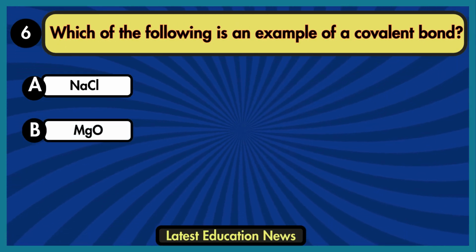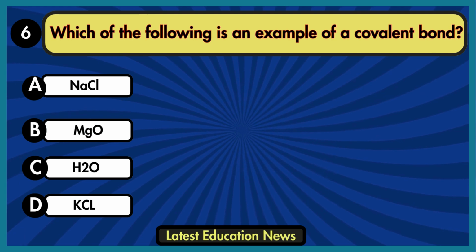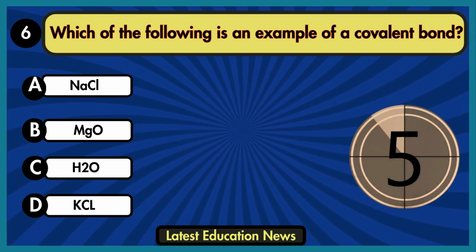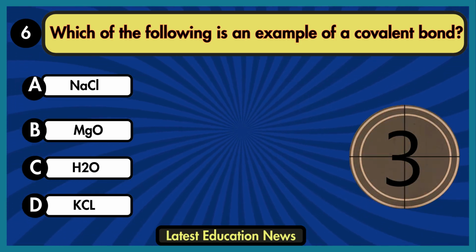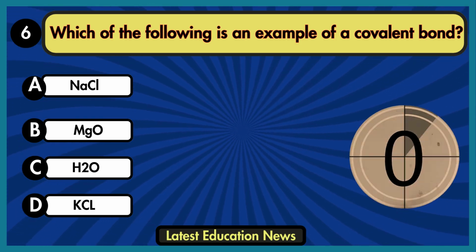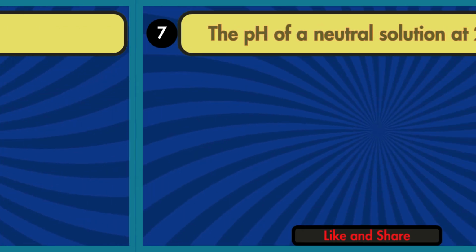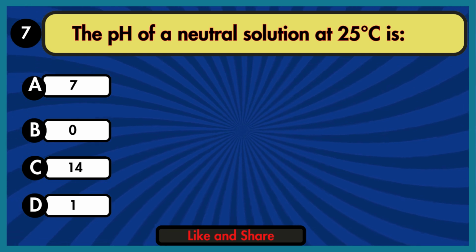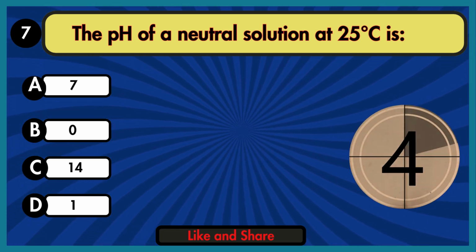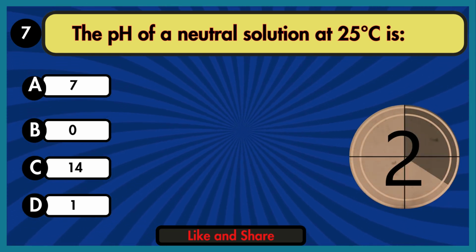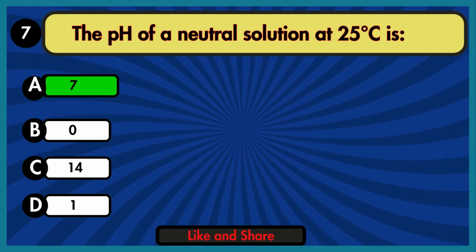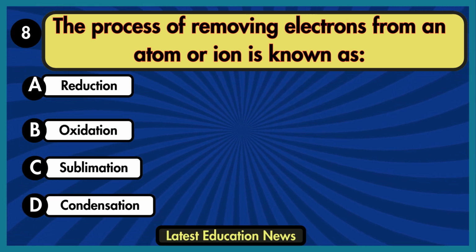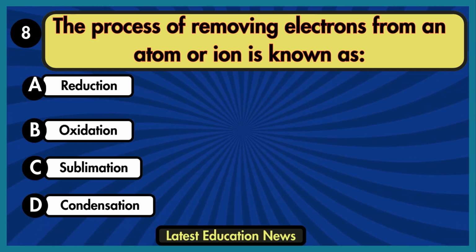Which of the following is an example of a covalent bond? A. NaCl, B. MgO, C. H2O, D. KCl. The correct answer is option C, H2O. The pH of a neutral solution at 25 degrees Celsius is: A. 7, B. 0, C. 14, D. 1. The correct answer is option A, 7.